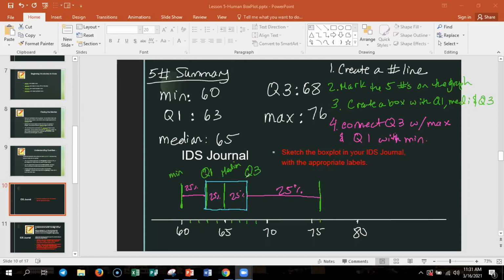So this right here from Q1 to Q3, in that box, represents 50% of our data, okay? So pretty much what this is telling us is that 50% of our data is between the values of 63 inches and 68 inches. It's saying 50% of the heights in our class are between 63 inches and 68 inches, Q1 and Q3. The shorter 25% of our data is between 60 inches and 63 inches. And then the higher 25% of our data is between 68 inches and 76 inches.